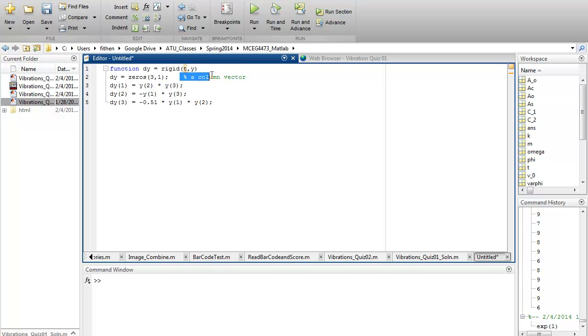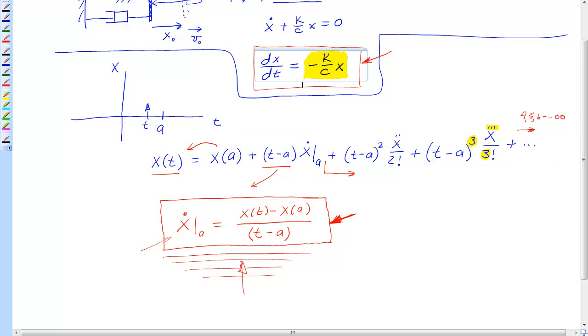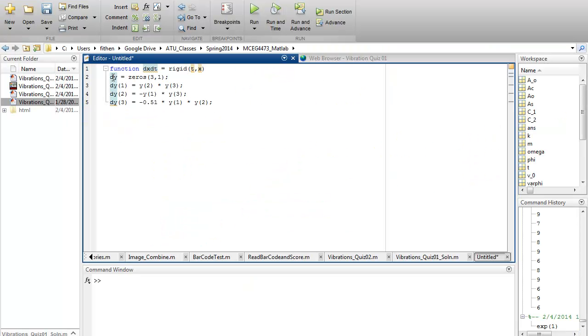But this is not really what I'm interested in. We're only going to have one time coming at us and one value. In this particular case, we're going to call it x. So essentially we need to find dx, and I'm going to call it dx dt. If we look back at our equation, dx dt is simply minus k over c times x. Dx dt is equal to minus c over k times x. And that's it.